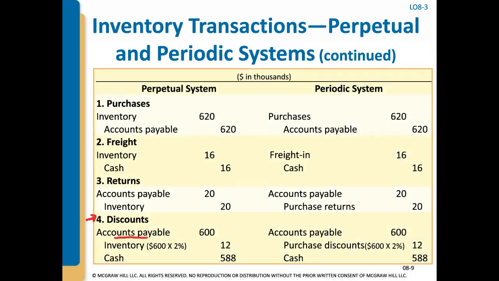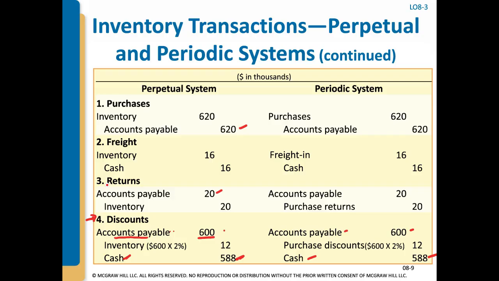Number 4, that's where we're at right here. Now I'm going to reduce my accounts payable by 600, right? Because I credited 620, debited 20, so I have a credit of 600. So I'm going to debit my accounts payable 600 either way, whether it's periodic or perpetual. Okay, let's go back to the perpetual. I paid $588 because I got a $12 discount by paying it early. So my cash outlay is $588. Same thing in the periodic system. Your cash outlay is what it is.